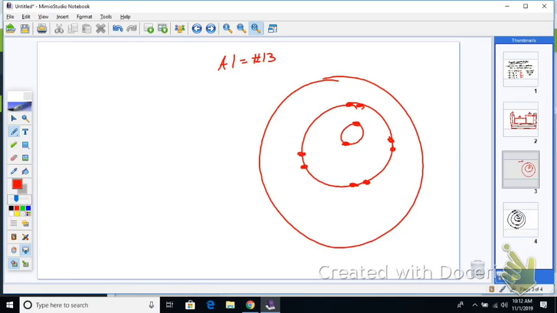We got 3 more. Where do those 3 go? Third. I'll explain why they're paired up here in a second. There is aluminum.